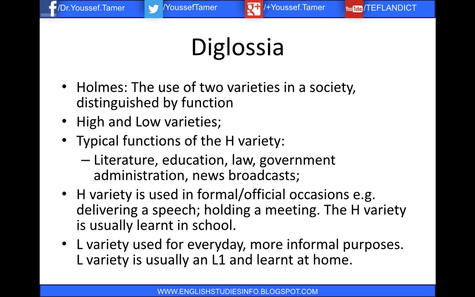Now, the low variety is used for everyday, more informal purposes. The low variety is usually an L1 and learned at home.